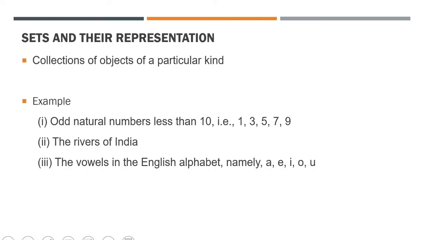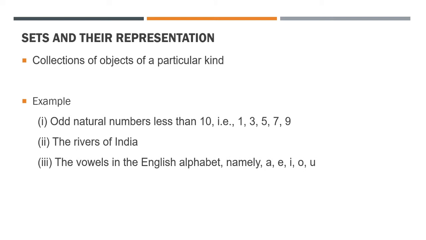Now let us see what sets are and how they are represented. A set is a collection of objects of a particular kind. So you can see we have a collection of objects that has some given feature, then we say that it is a set. For example, odd natural numbers less than 10. The odd natural numbers less than 10 include 1, 3, 5, 7 and 9.